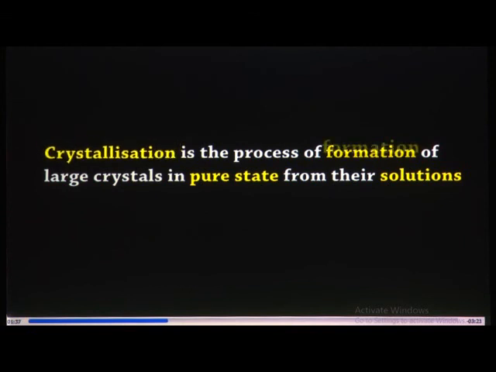By the crystallization process. Here it is given: crystallization is the process of formation of large crystals in pure state from their solutions. That salt is mixed with seawater, that is the solution, and from this solution we can get pure salt, and this process is called crystallization. So let me show how it can be done.